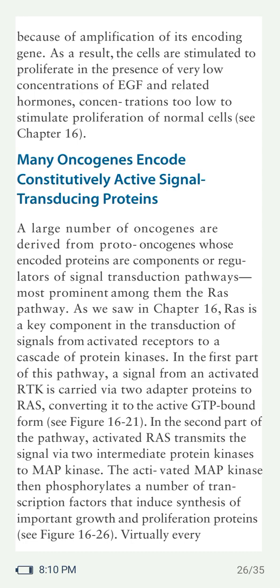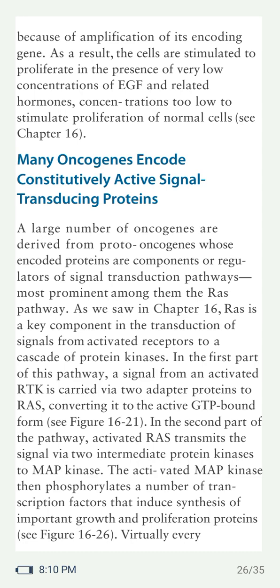Many oncogenes encode constitutively active signal-transducing proteins. A large number of oncogenes are derived from proto-oncogenes whose encoded proteins are components or regulators of signal transduction pathways, most prominent among them the RAS pathway. RAS is a key component in the transduction of signals from activated receptors to the cascade of protein kinases. In the first part of this pathway, a signal from an activated RTK is carried via two adapter proteins to RAS, converting it into the active GTP-bound form.